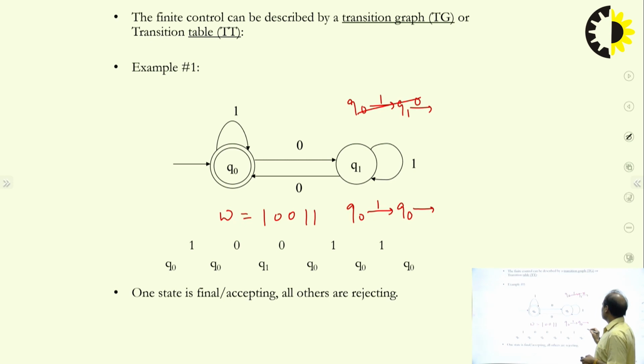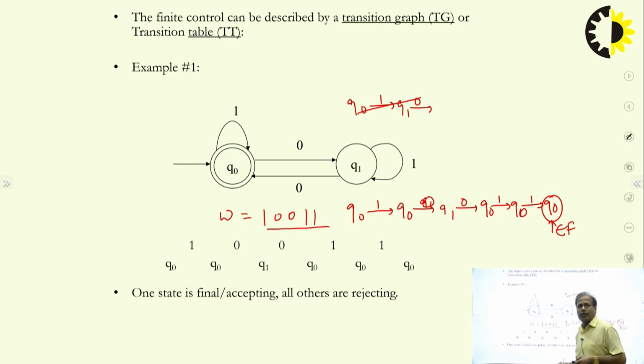Now Q0 on 0 reaches Q1, and then Q1 on 0 reaches Q0. Then again Q0 on 1, we are still at Q0, and Q0 on 1 is still Q0. So finally we are at the final state, and that's why the input 1 0 0 1 1 is accepted by the DFA.